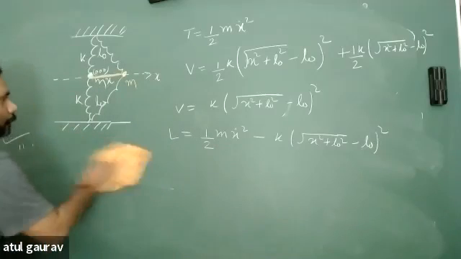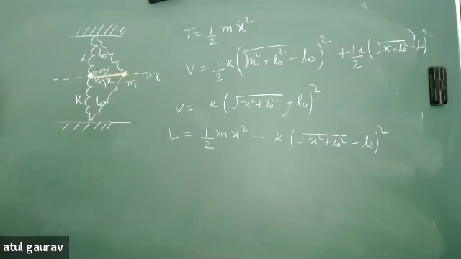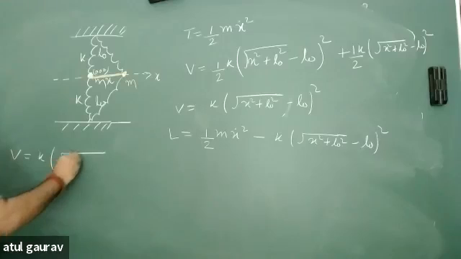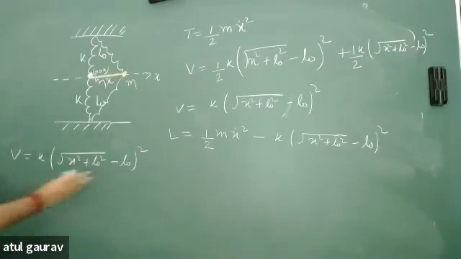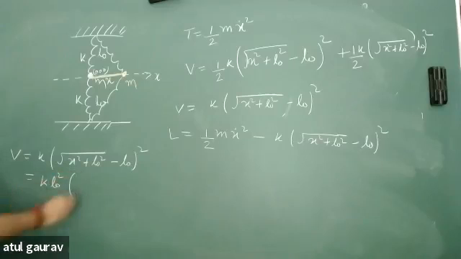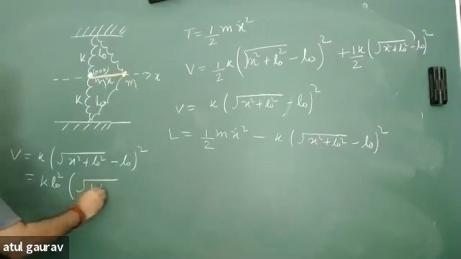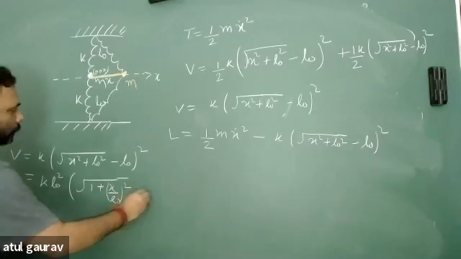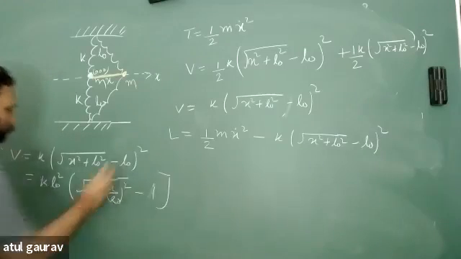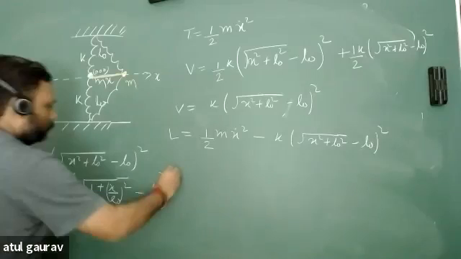I can just go for the potential part. Let's go for the potential part. The potential is V = K (root under x square plus L naught square minus L naught) whole square. What I am going to do, I will take L naught square common. So I can take K L naught square common, and this will be (root of 1 plus (x by L naught) whole square, minus 1), and this is a square also.